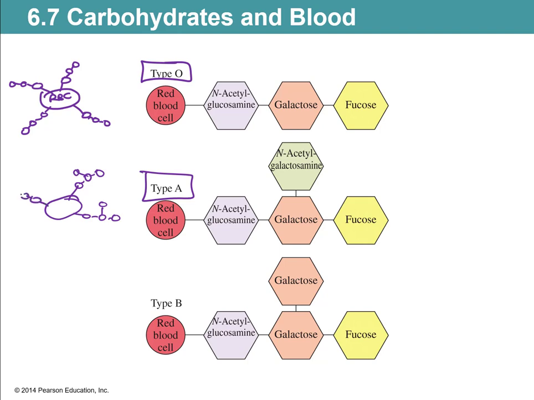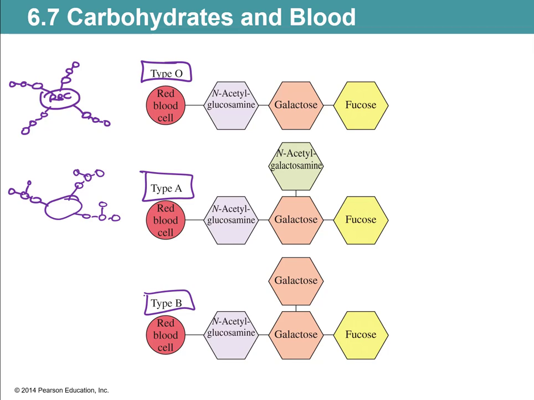So if it's not the same, if it has anything different, then it's going to be rejected. And that's the reason why when they give somebody a transfusion, they want to type their blood. If you're type B, you don't match A and you don't match O.